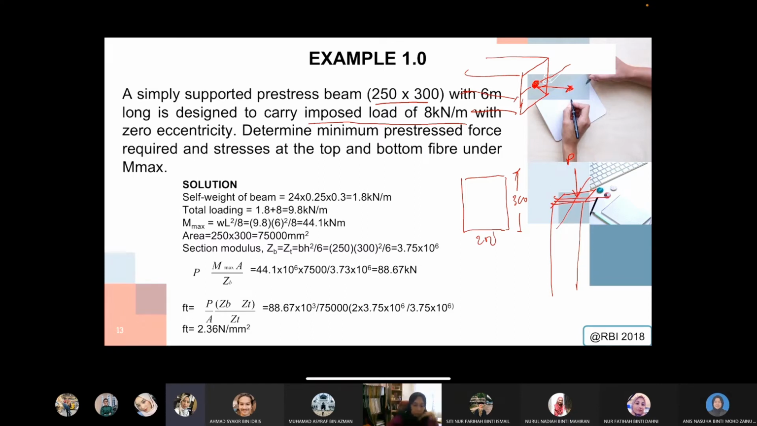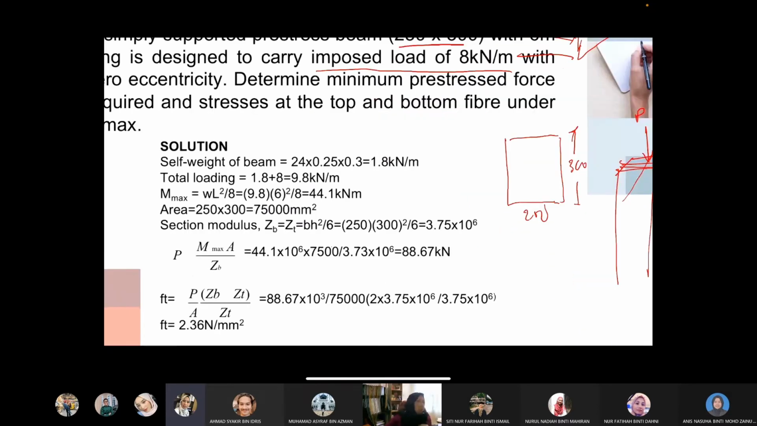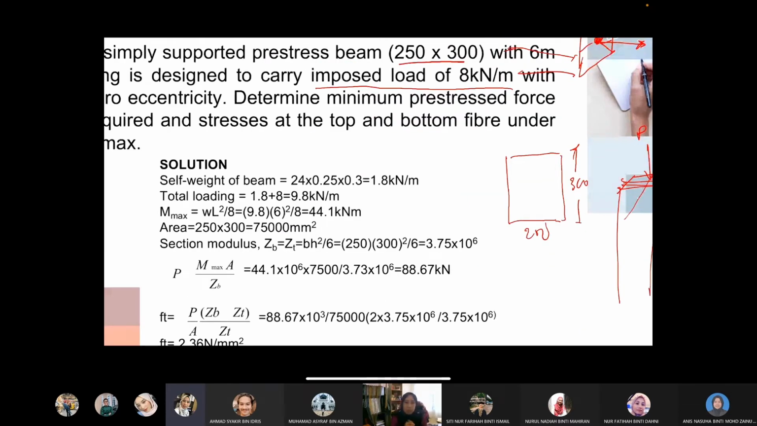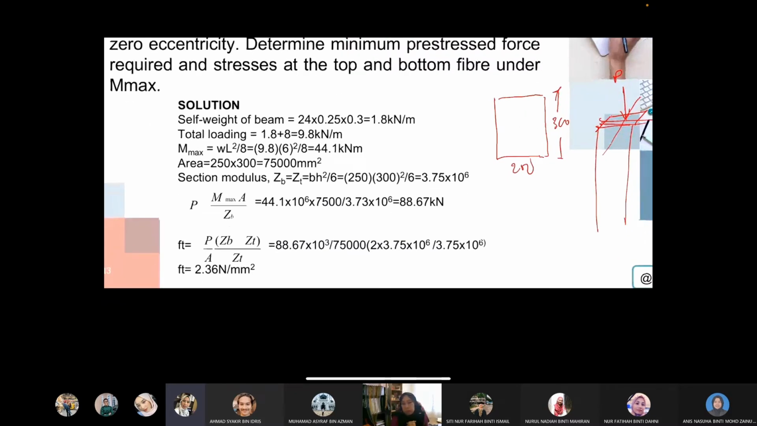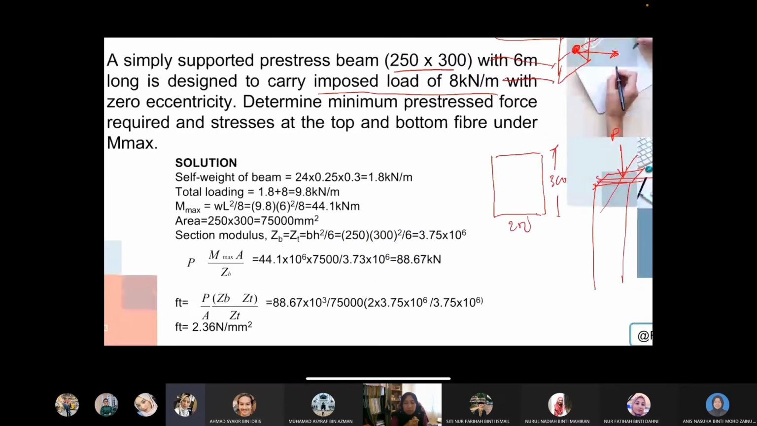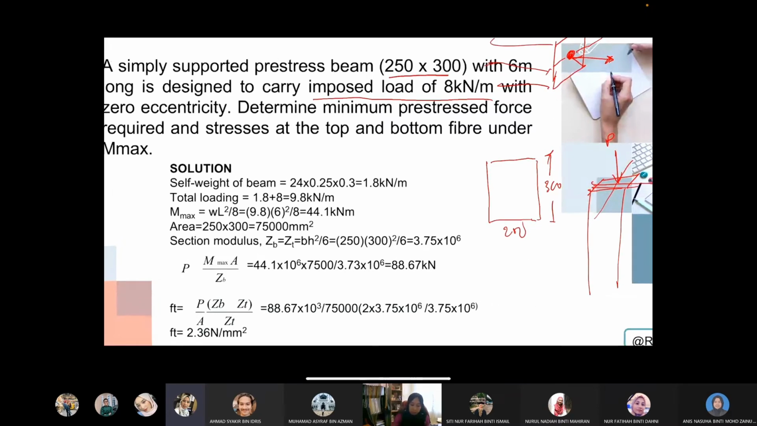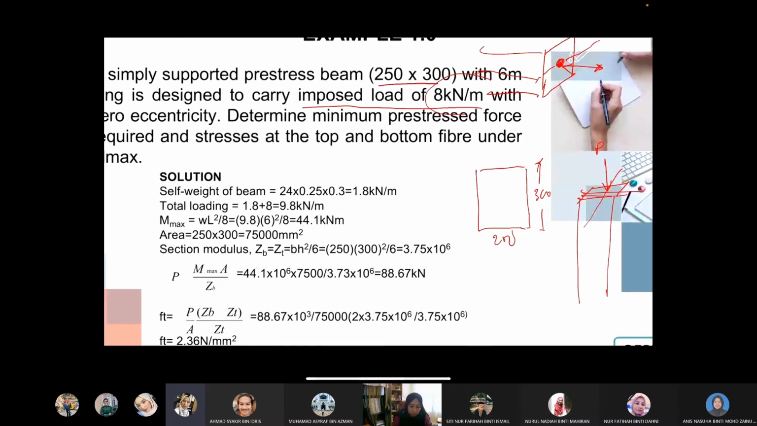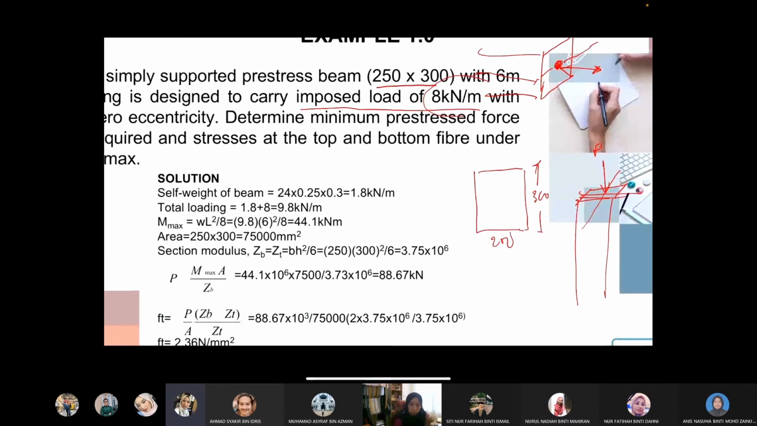When you look into this equation, it's actually very straightforward. It's nothing fancy about it. Here we have the self weight of the beam. For self weight we can also use 25, because I know some of you like to use 25. It really depends, it doesn't matter. Then you have the total load, which includes the self weight plus 8. The 8 is the imposed load given here in the question. So you have the total loading.